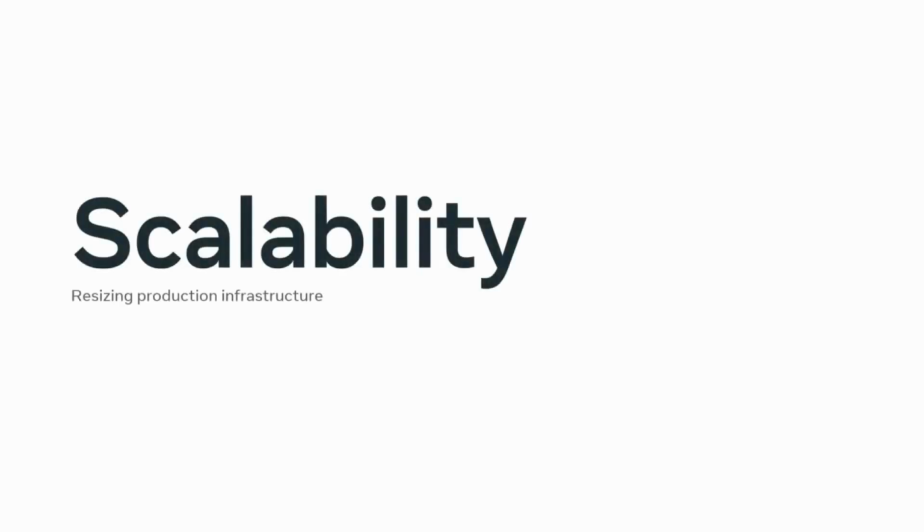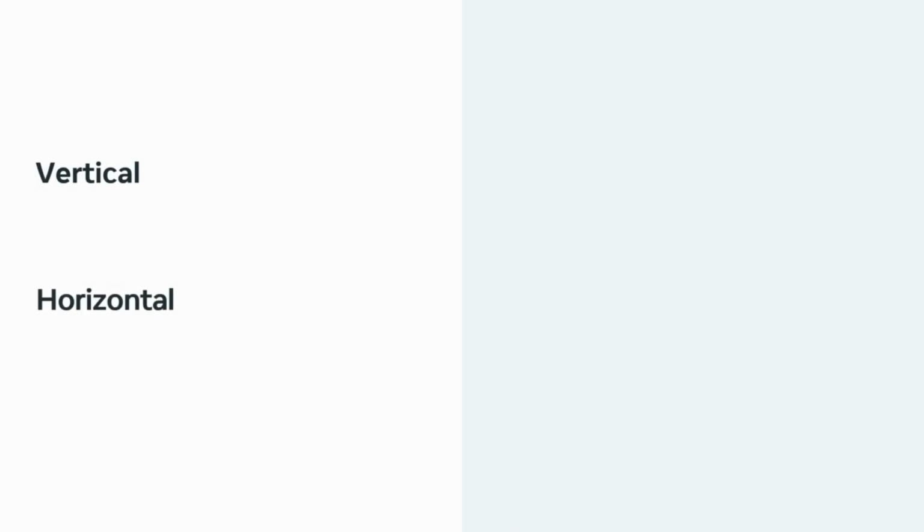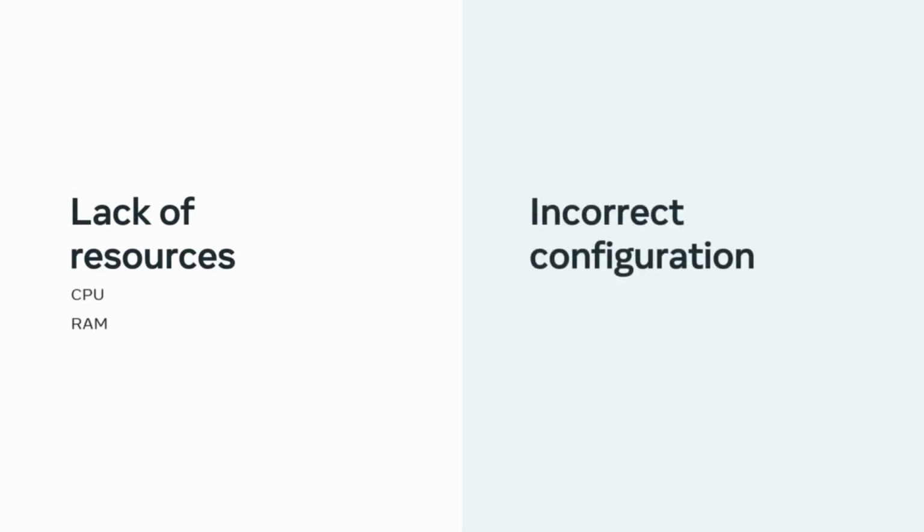Scalability is the process of resizing your production infrastructure to withstand the load as it goes up or down. Sometimes the load could be sudden, otherwise it will continue to grow as your application gets bigger and starts to have more users. Usually in a production environment, the main bottlenecks are the web server and the database server, which need to be scalable. And there are two types of scaling, vertical and horizontal. Let's examine them in detail. Under load, the web server and databases mostly fail for two reasons: lack of resources, like CPU and RAM, or incorrect configuration, which prevents them from using available resources.